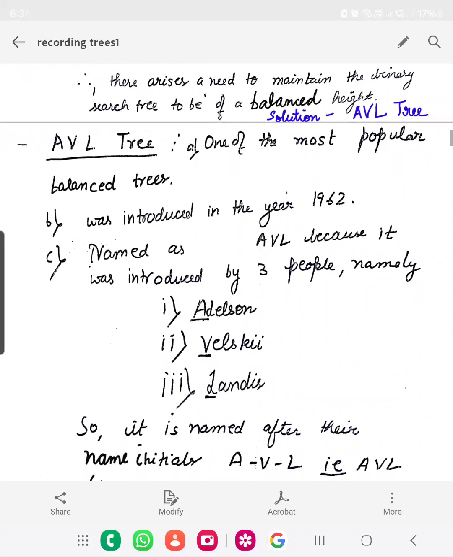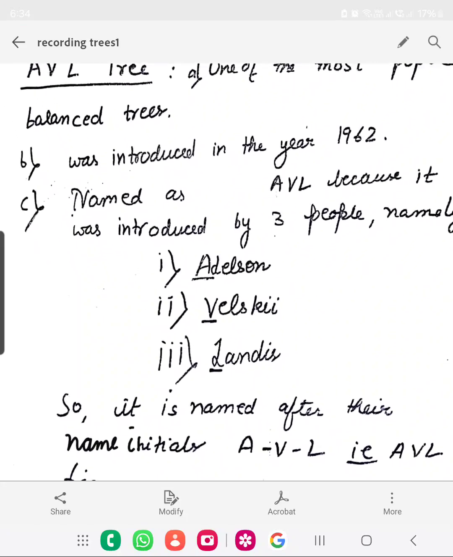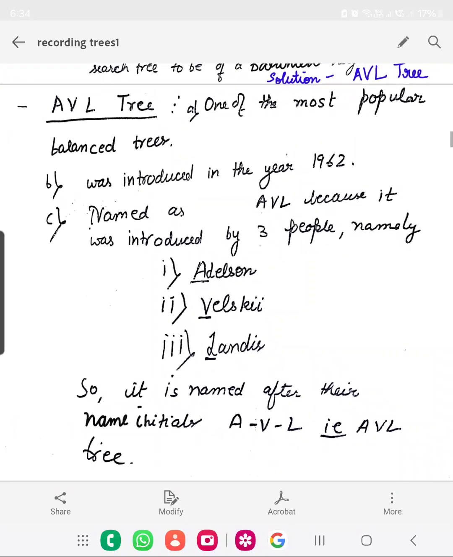AVL is one of the most popular balanced binary search trees. It was introduced in 1962, and AVL is the name because it was introduced by three people, Adelson-Velsky and Landis. So the name comes from the initials AVL.